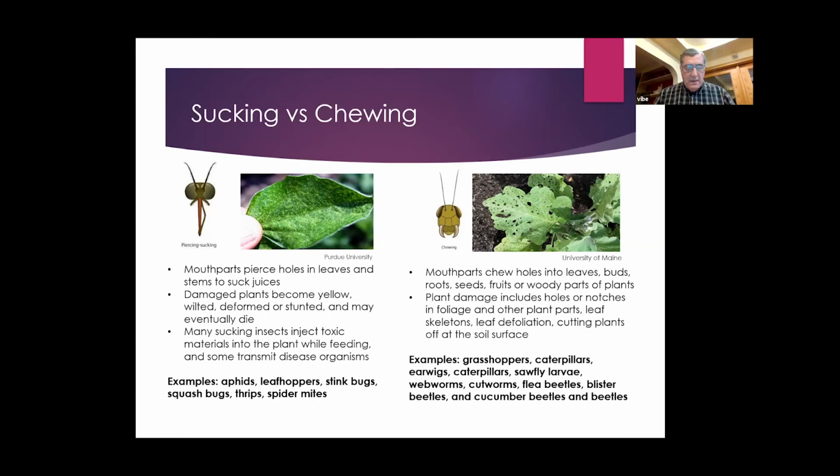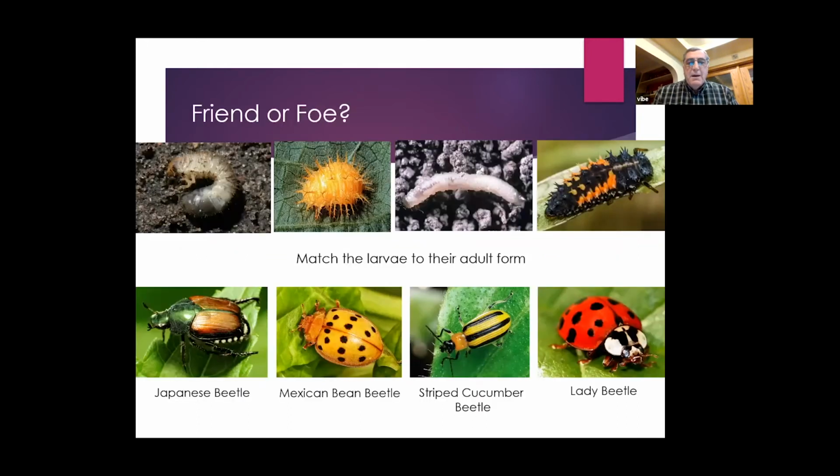Okay. Next slide. So the next couple of slides, I want to give you some idea of how difficult it is to identify friends and foes. So what we have here is on the top row at the larva stage of some beetles, and at the bottom row are the beetles. So I'm going to give you a couple of seconds to try to connect the dots or connect the lines between them.